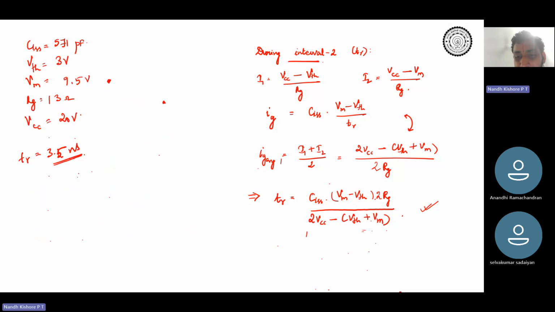So if your CISS is larger, your TR also increases. Rise time increases if your CISS is larger, obviously. If your RG is larger, TR increases, rise time increases. So as CISS or RG increases, your rise time also increases. That is why people go for wide band gap devices like SiC and GaN. For SiC and GaN, you will see that CISS is much lower. So the TR is also lower.